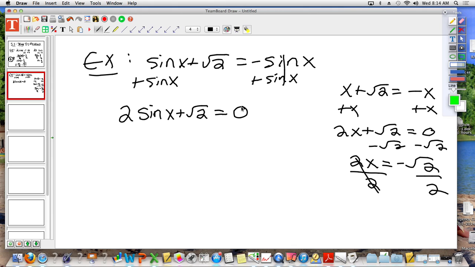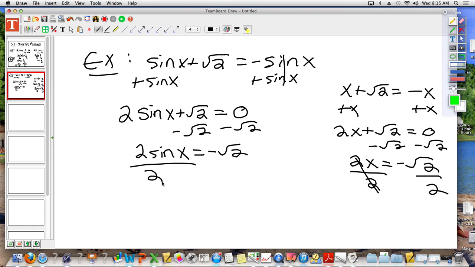And if you guys can combine these first couple of steps into one step, I'm fine with that. If you guys can move the square root of 2 over to the right-hand side and move the negative sine of x to the left-hand side in one step, then by all means do that, okay? I'm going to subtract the square root of 2 now. So I have 2 times the sine of x is equal to the negative square root of 2. I divide by 2. So I have the sine of x is equal to the negative square root of 2 divided by 2.